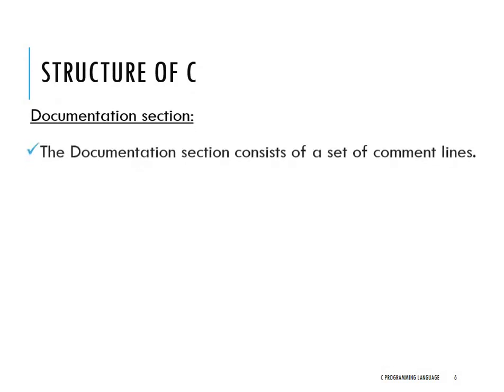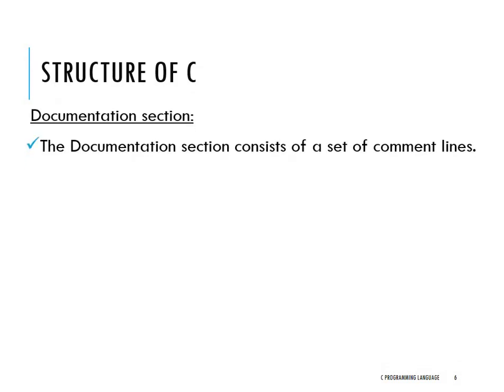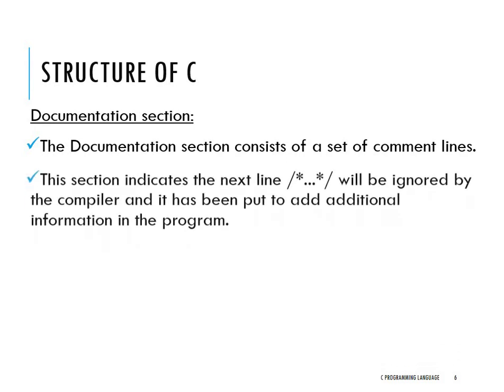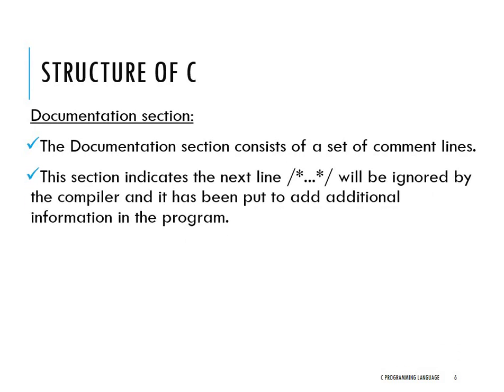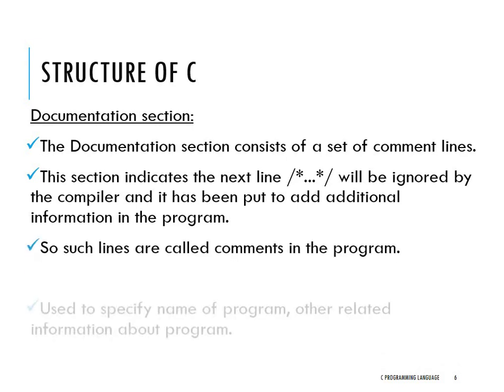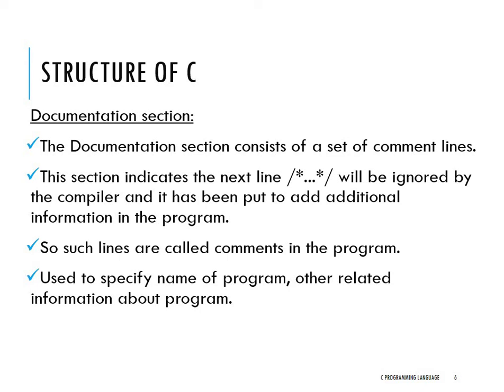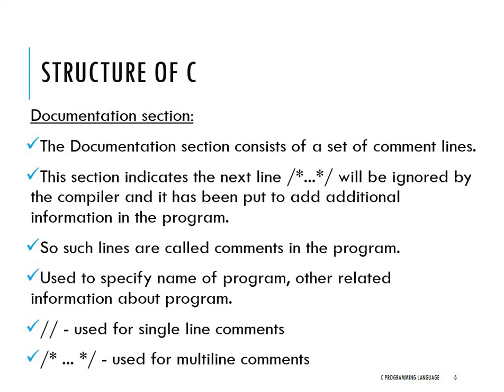First we are going to see about the documentation section. The documentation section consists of a set of comment lines. In this section it will indicate additional information about the program. We can use the documentation section to specify the name of the program or other related information about the program. Here we can use two kinds of documentation: the first one is single line comments, second multi-line comments.